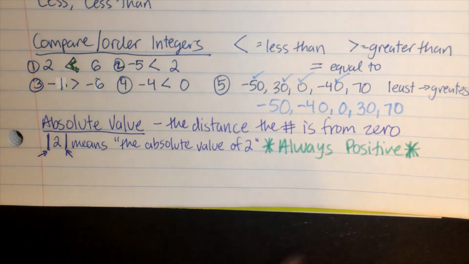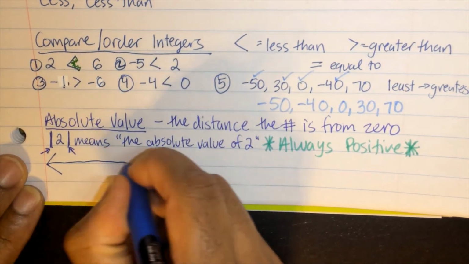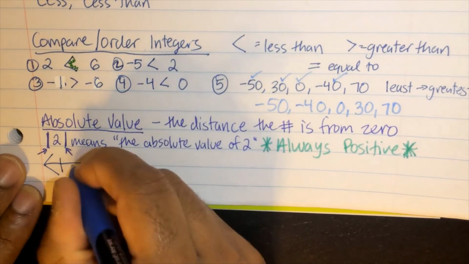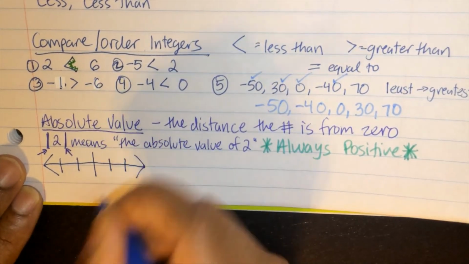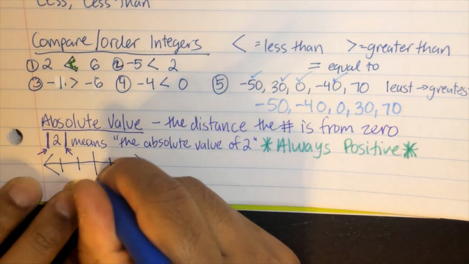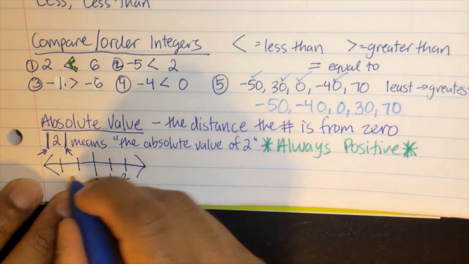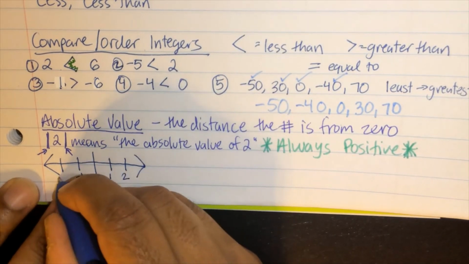Okay, so I'm going to do a number line, a very, very small number line. So on my number line, it's just going to be 5 little tick marks. 1, 2, 3, 4, 5. That's it. It's a small little number line. Zero is going to be in the middle. So that means I have 1, 2, and the other side I have -1, -2.